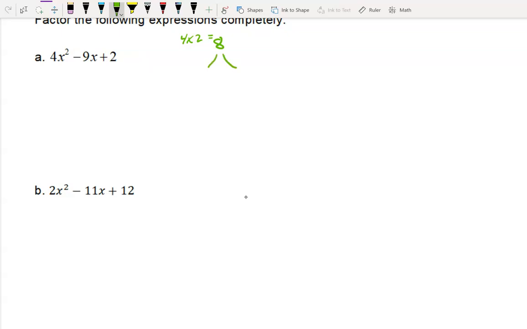So let's take a look at 8. I want two numbers that if I multiply them are 8. 1 times 8, well, what about negative 1, negative 8? That adds up to negative 9. So these are the two numbers that I want. Okay, and what I'm going to do is I'm going to rewrite negative 9x using those two numbers. Okay, so watch this. So 4x squared, and instead of negative 9x, I'm going to write negative 1x and negative 8x. Okay, that's what decomposition means. I'm taking it apart. Okay, so that's your first step, the first part of decomposition.